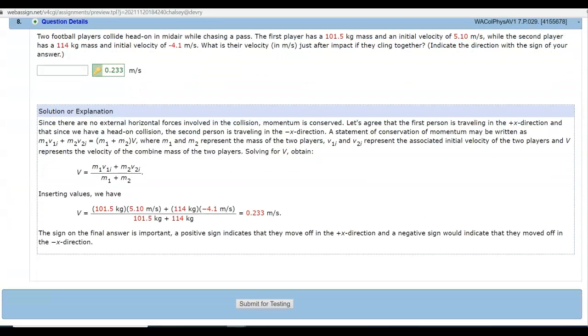Okay, now last one. 2 football players collide head-on in midair while chasing a pass. Saw that the other night in a Falcons game. They weren't going after a pass there.